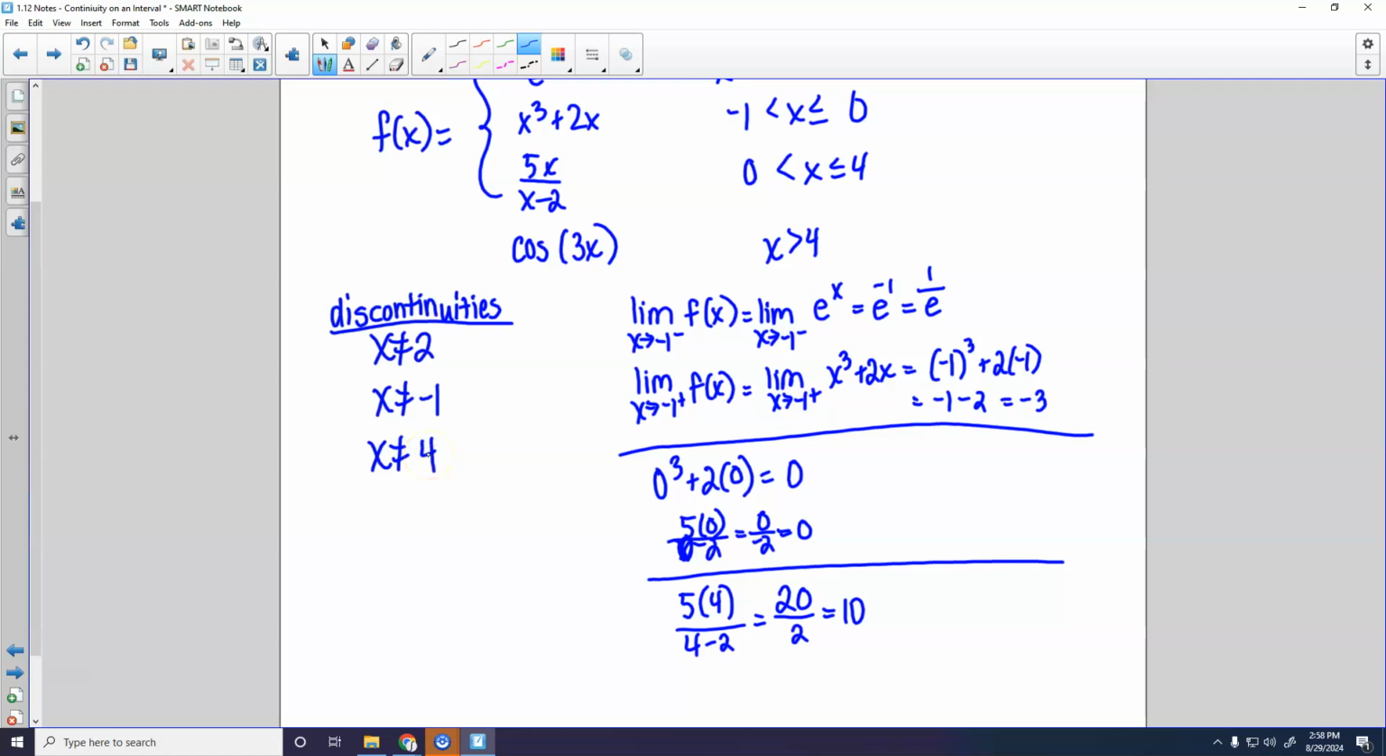So you are probably going to see this written like this. It will be continuous on -infinity up to -1, and then -1 to 2, 2 to 4, and then 4 to infinity. We use parentheses with everything because those are not included.